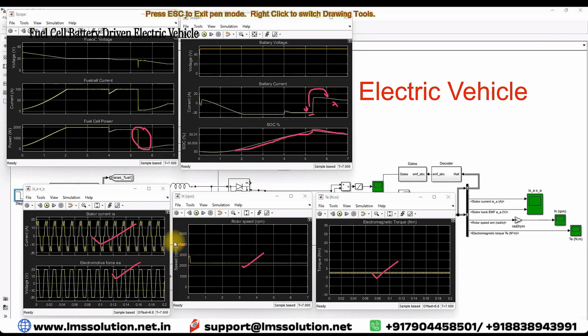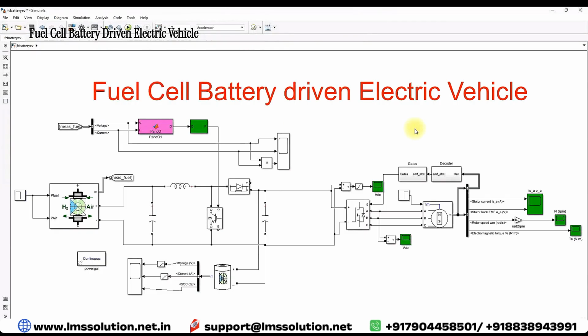So in this system, the fuel cell and battery balance the power supply. That means when there is no power in the fuel cell, the battery comes in to drive the motor. When the fuel cell has power, it drives the electric motor and charges the battery in the electric vehicle. This is the operation of the fuel cell battery based electric vehicle concept in MATLAB.